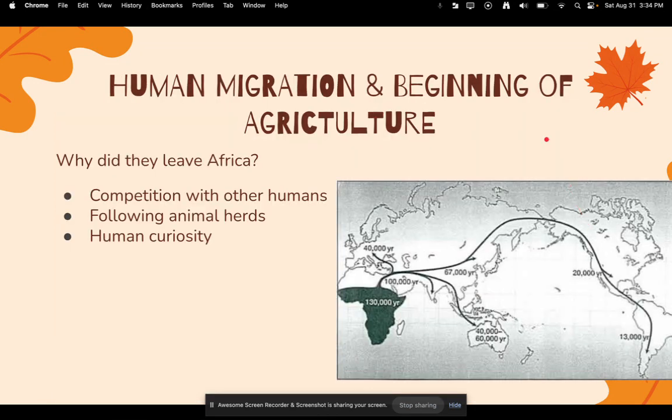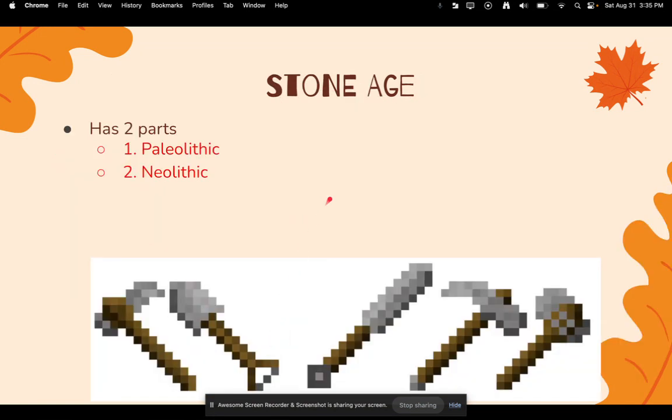So, why did early humans leave Africa? Probably some of the best reasons would be competition with other humans, right? They are hunting, they are gathering. Not all the time nature can help support a large number of humans. So humans had to move to find new resources. Also following animal herds, and to be honest, just human curiosity. We love to explore.